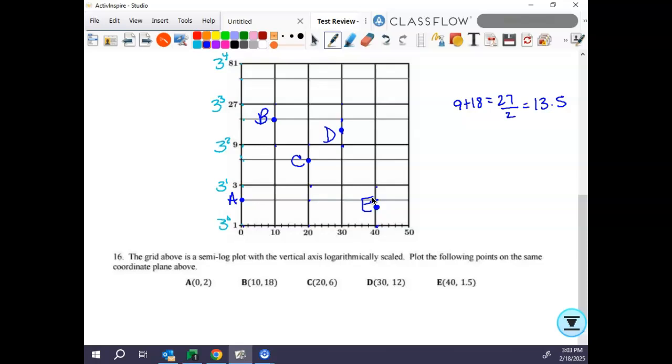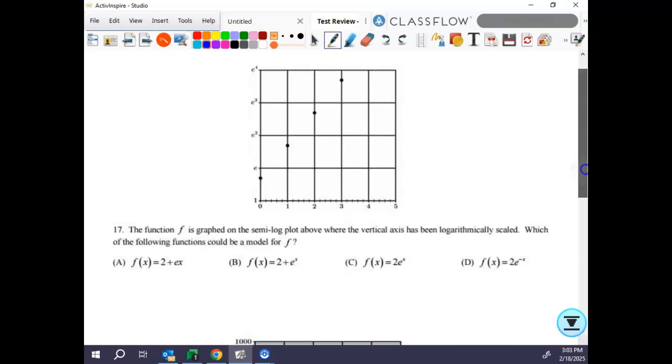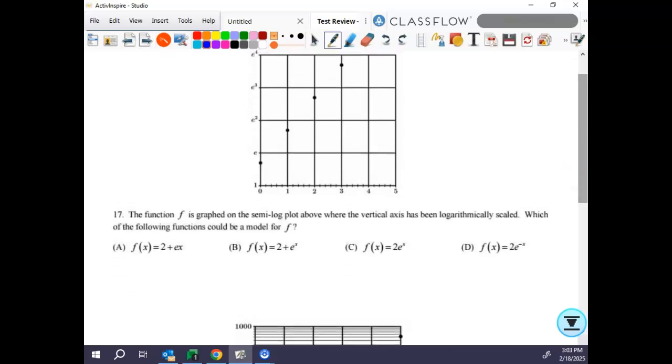All right, last page here. This says the function is graphed on a semi-log plot. So it's telling me it's semi-log. So you know the last one was like 3 to the 0, 3 to the first. So this is e to the 0, e to the first, e to the second, third, fourth. Where the vertical axis has been logarithmically scaled. And remember, this is the only one that will be logarithmically scaled. Which of the functions could be a model for f?